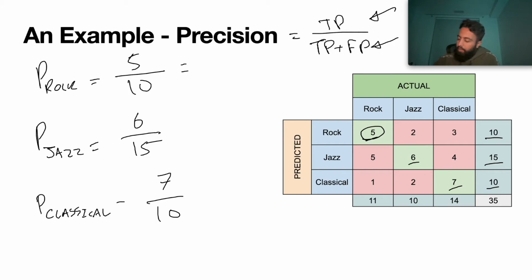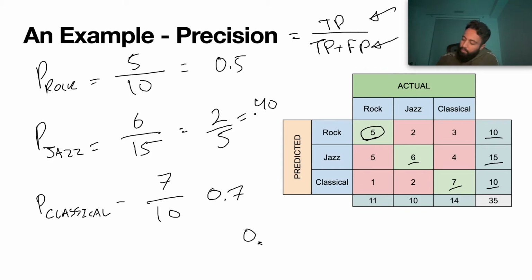Now we can find this to be 0.5, this to be 0.4, this is 0.7, and then we average them. Just take the 3 values and divide by 3.